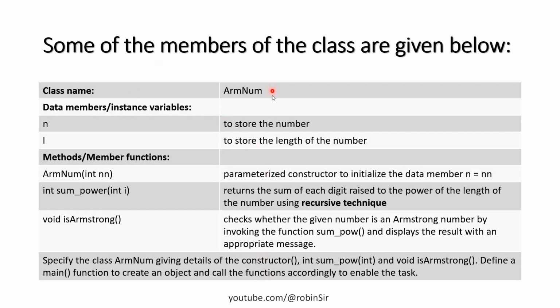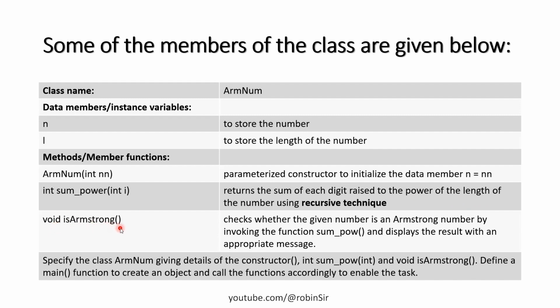So we have to design a class with the following specification. We have to name the class ArmNum. We have to take 2 data members: n to store the number, and l to store the length of the number, that means the number of digits. ArmNum is a parameterized constructor that will help in initializing n. Int sum_pow(int i) is a recursive function that will find the sum of each digit raised to the power of the length of the number.